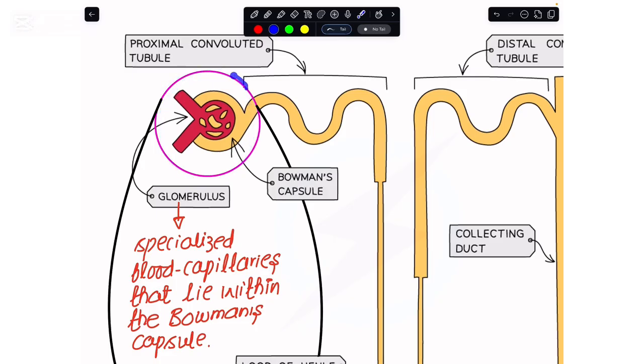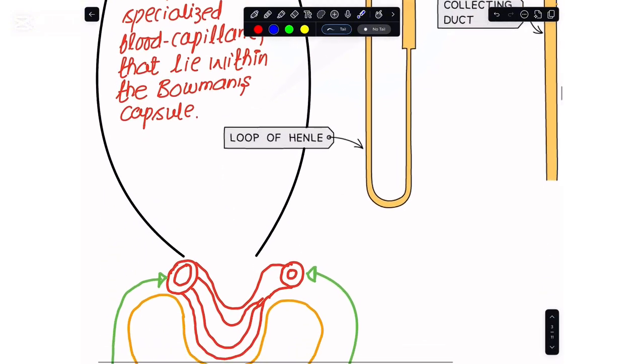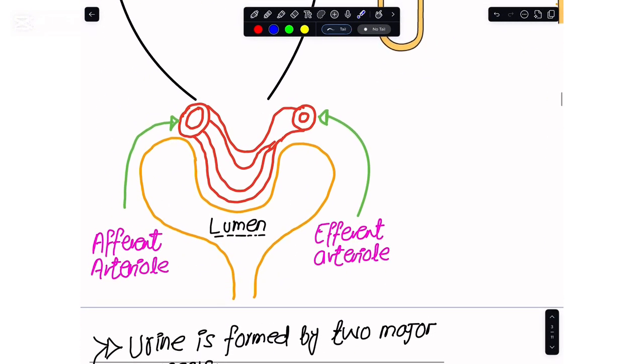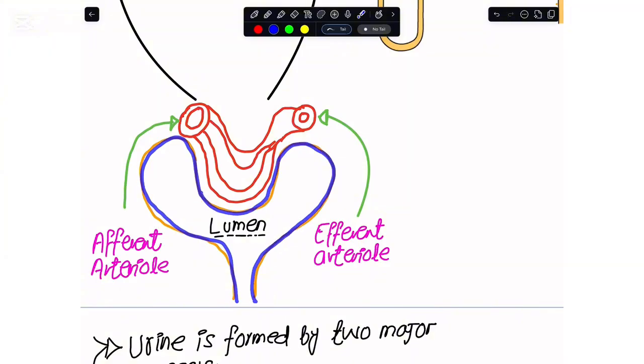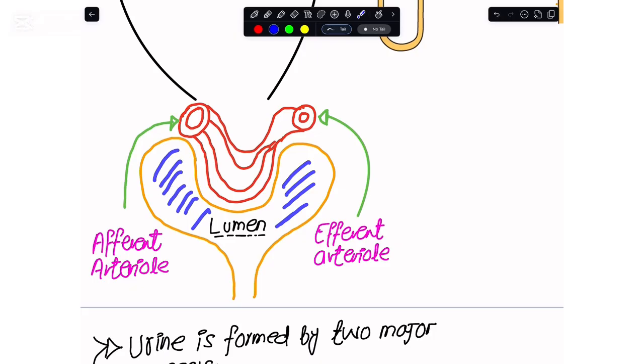But here you have to be very clear about what this part of the nephron actually looks like. I have made this here, and you see that we have these glomerular capillaries, and on the bottom, this is the Bowman's capsule. Within the Bowman's capsule we have this empty space, and this empty space is what we call the lumen.